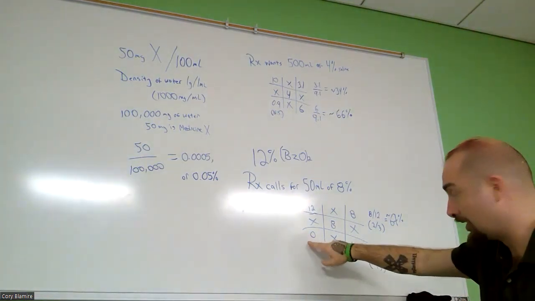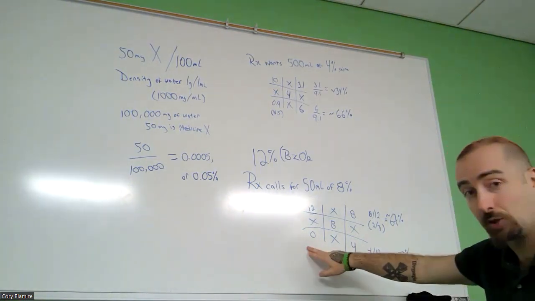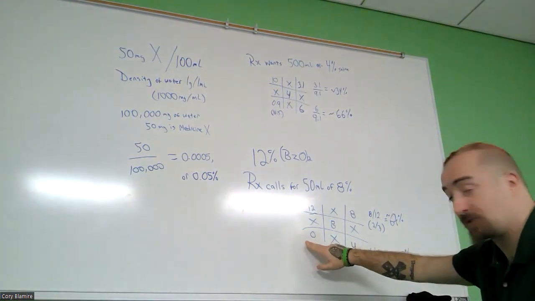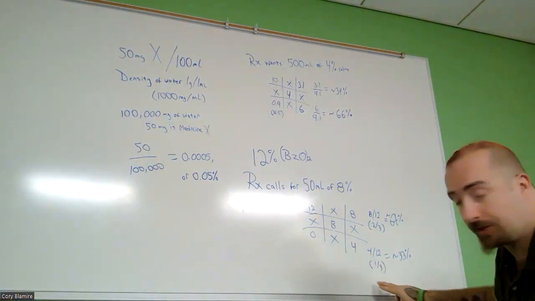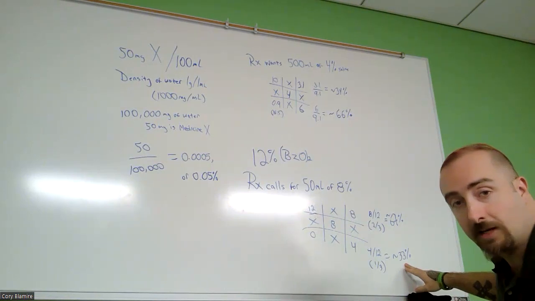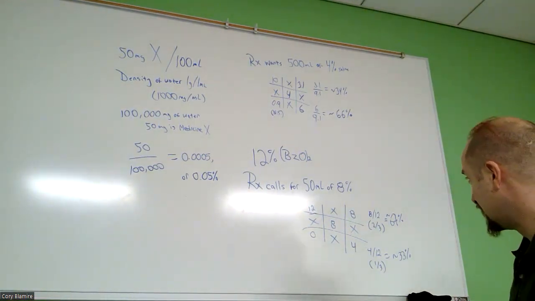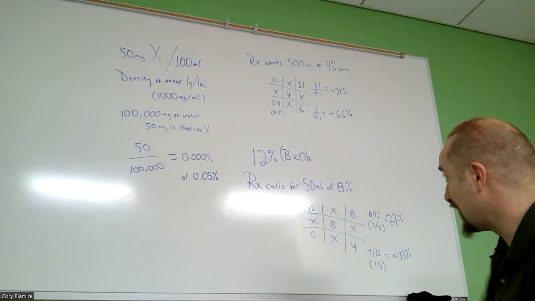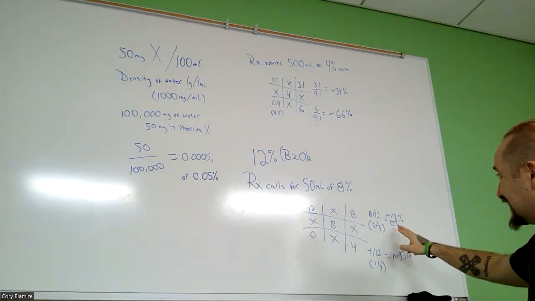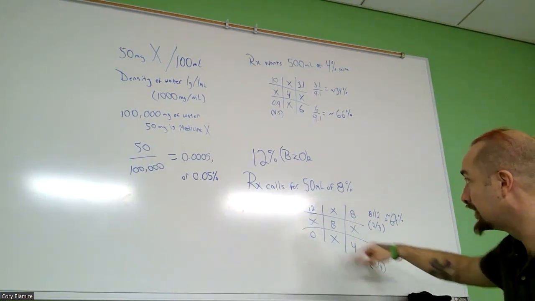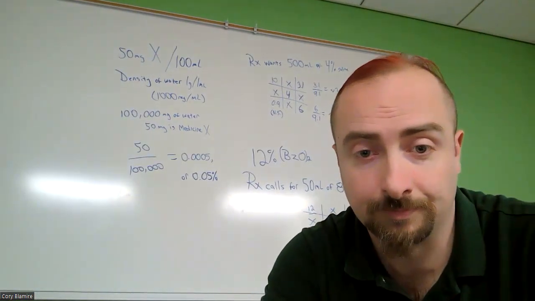Down here, how much of the base that has 0 benzoyl peroxide in it are we using? 4 parts out of 12 parts, 4/12, or 1/3, which we know is roughly 33%. All right, we want to know how much of the 12% we're using. So we just take 67% of 50 ml, and that's going to give us our answer.